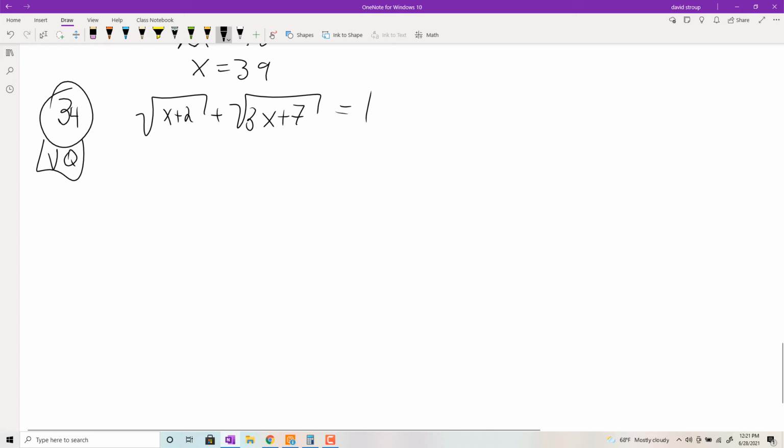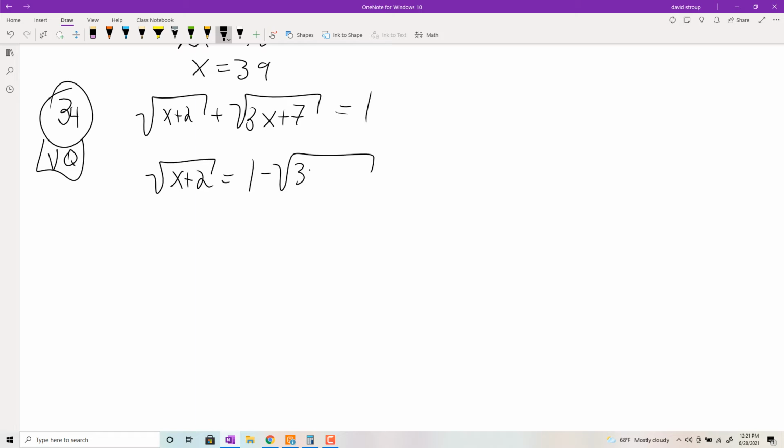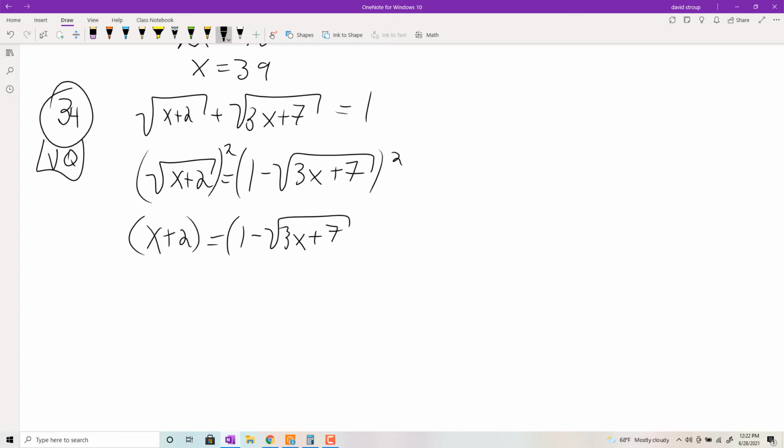So first I'm going to move the square root 3x plus 7 to the other side. So I have square root x plus 2 equals 1 minus square root 3x plus 7. Now I'm going to go ahead and square. So on the left, I'll just have x plus 2. On the right, maybe we should actually write all this out, so just in case you're having trouble following along, it'll be more clear as to what I'm doing.